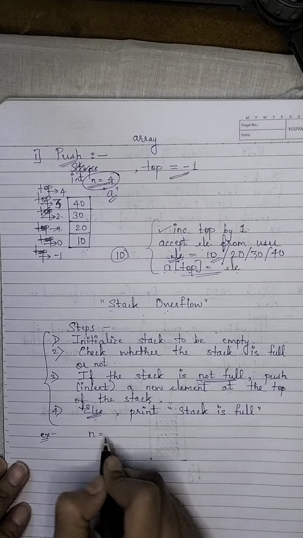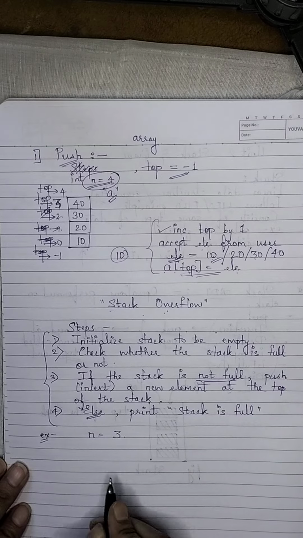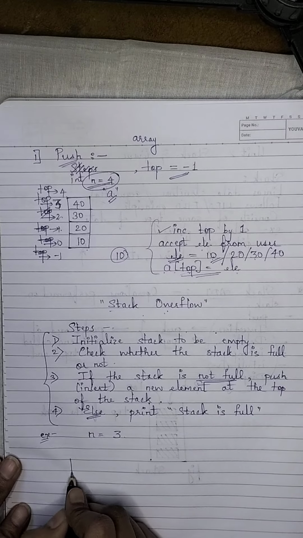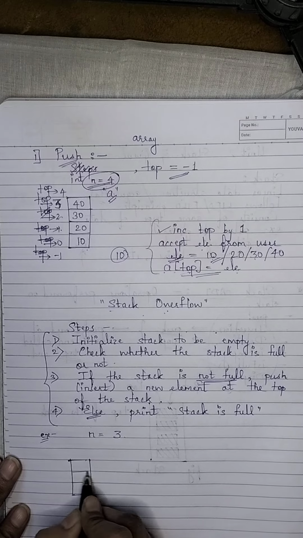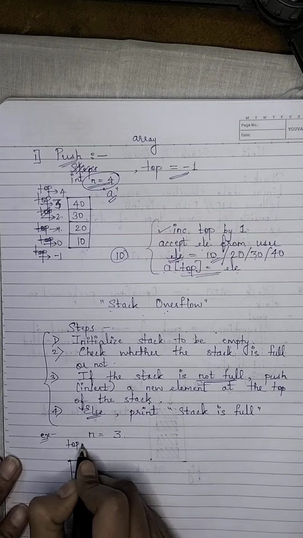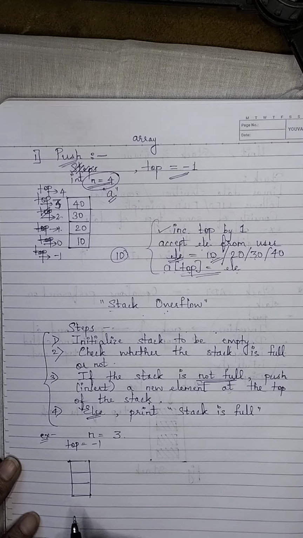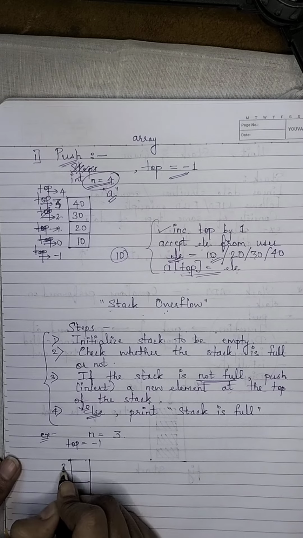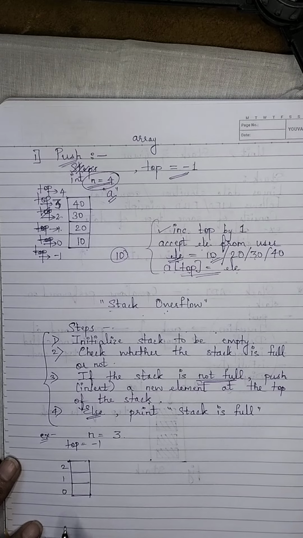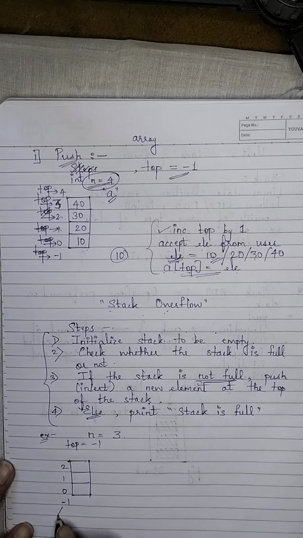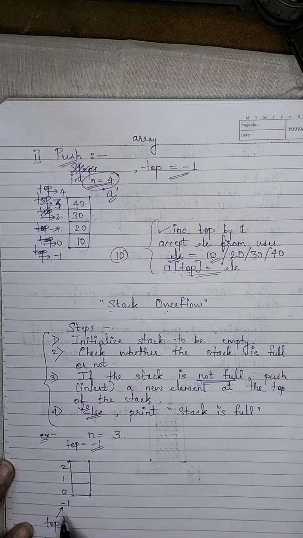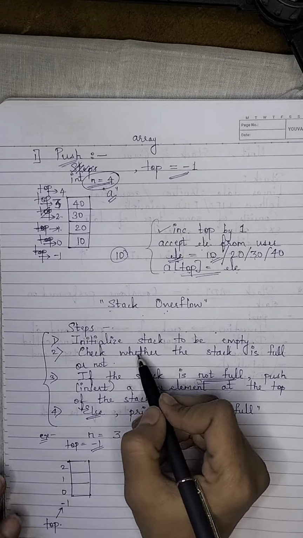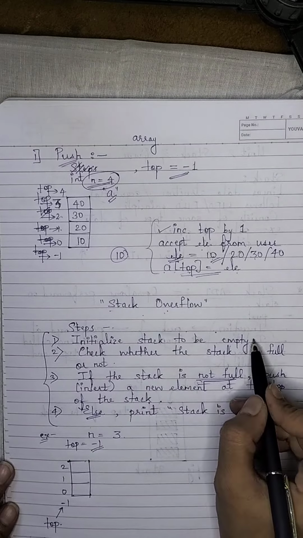Let us take the size of the stack as 3. Right? So, I am drawing one empty stack over here. So, top is initialized to -1. Getting? So, we are having the indices of this stack array as 0, 1, 2 and -1. And because of this particular initialization, now my top is pointing to the -1th position. Getting? Now, the first step has been implemented.